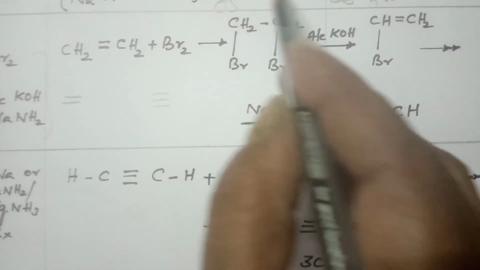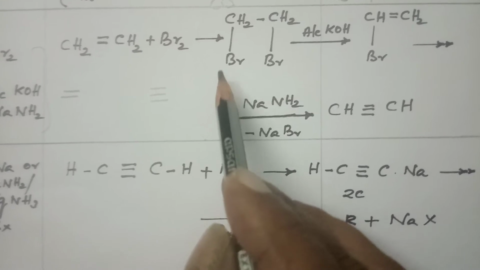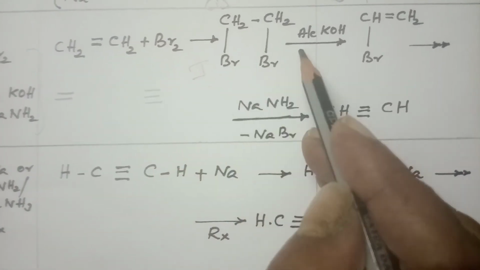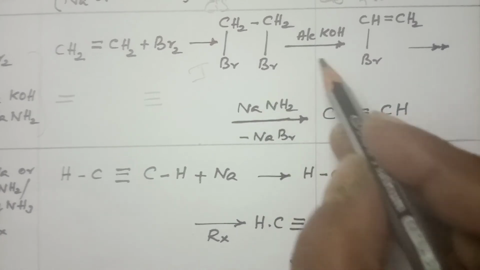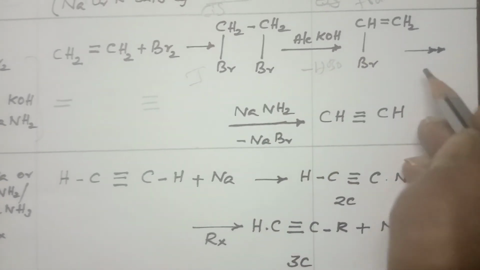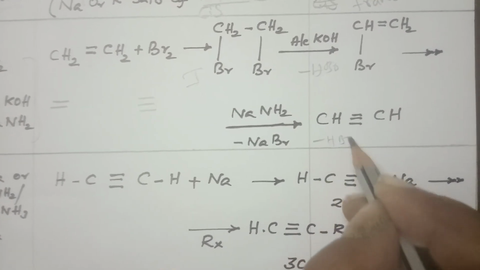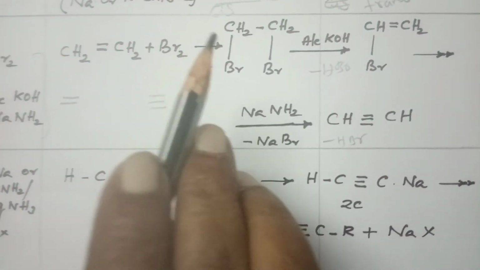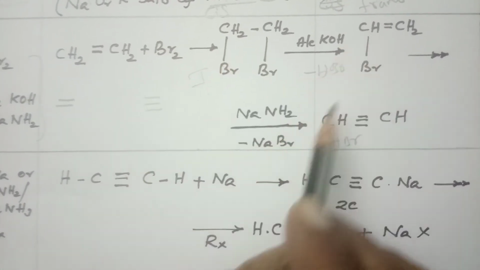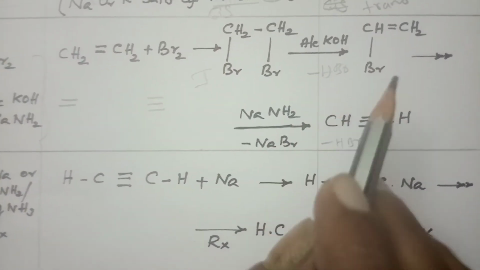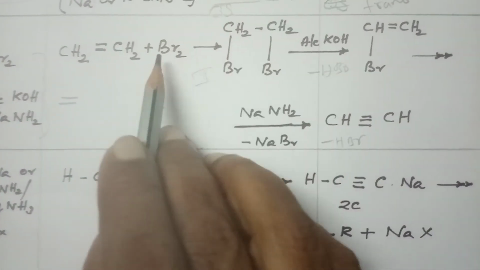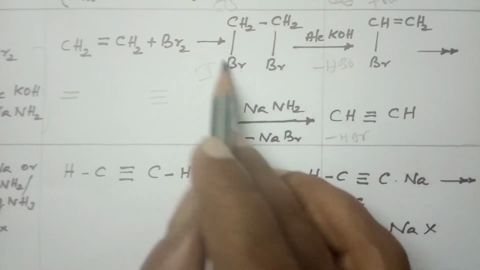First step, you have to add a halogen, that is called halogenation, step number 1. Afterwards you have to remove this one by one. This is called dehydrohalogenation: minus HBr, again another minus HBr. So 2 steps. First one, double bond to halogenation. Second step is dehydrohalogenation, which takes place in 2 levels. First one, let us see here. Here it is halogenation with bromine. You are getting the product.